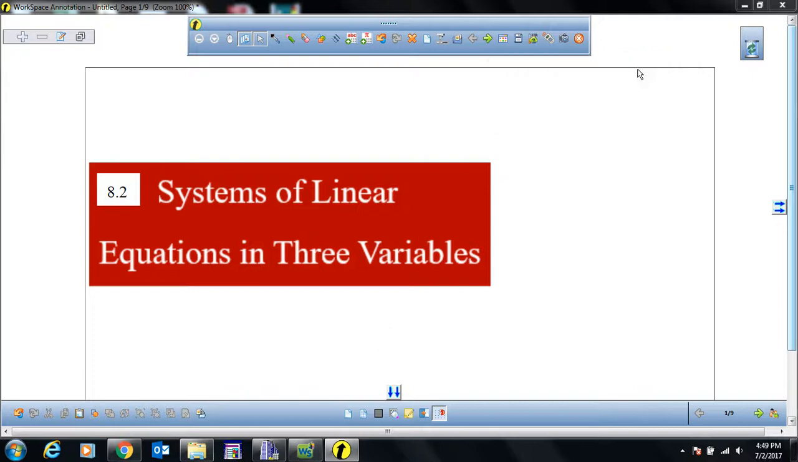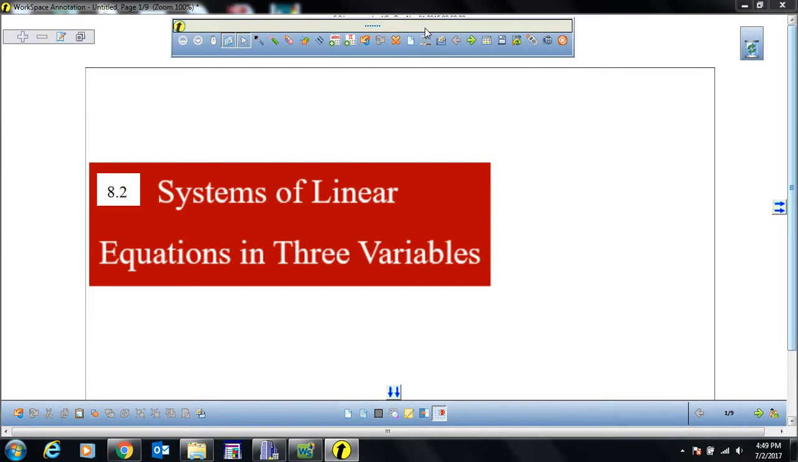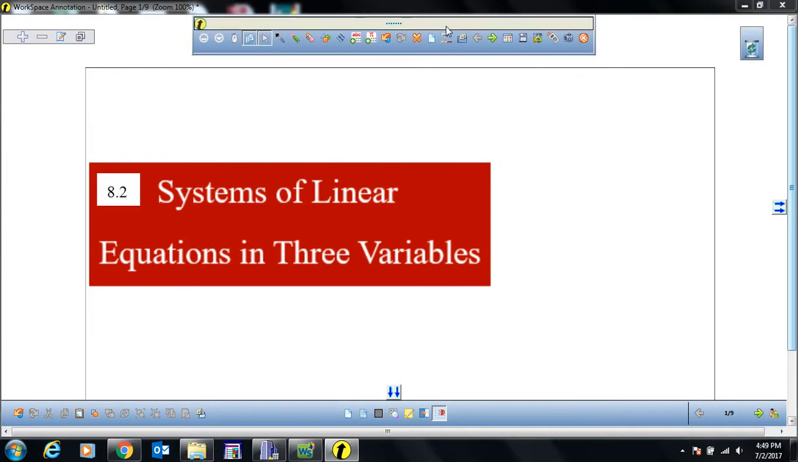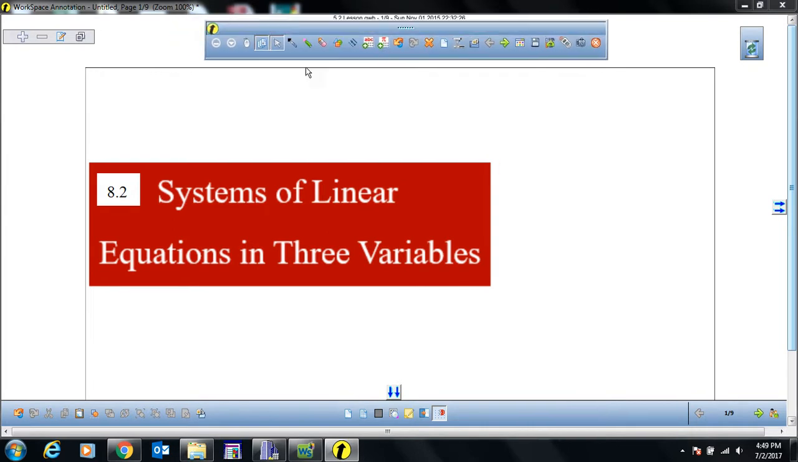In section 8.2, I'm going to be showing you how to solve systems of linear equations with three variables. The only method that we're going to be utilizing for three equations, three variables, is basically going to be the addition method that I showed you in section 8.1.